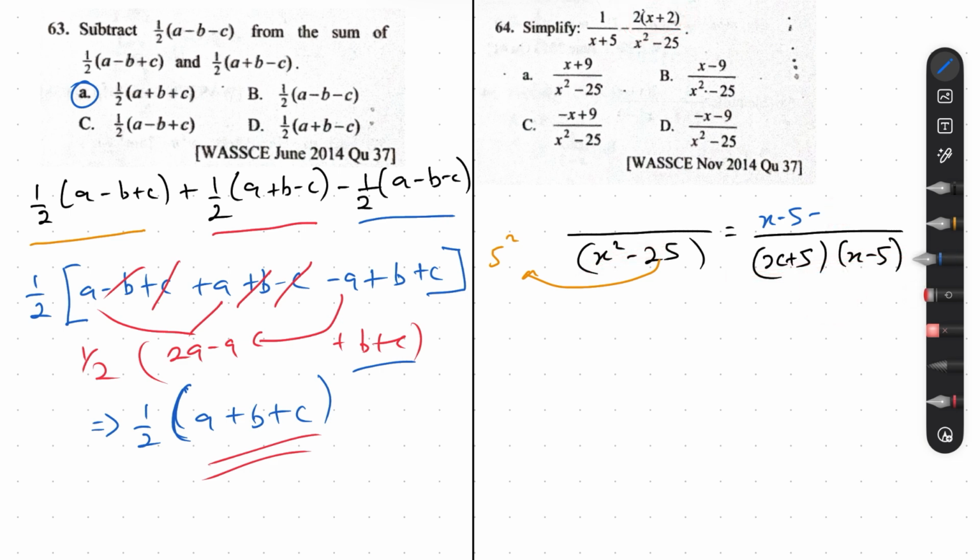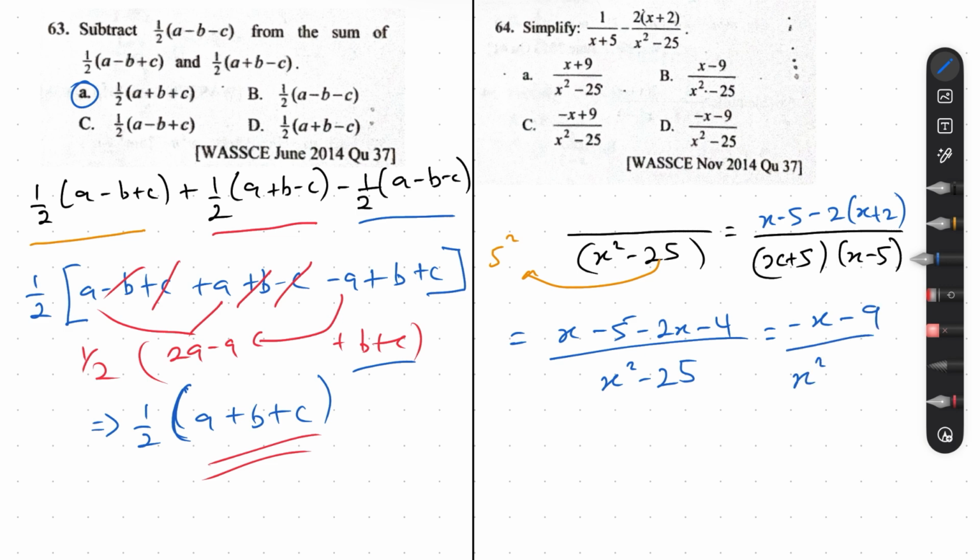This will give us 2 multiplying x plus 2. So let's simplify that. We have x minus 5 minus 2x minus 4 all over x squared minus 25. So what do you have? Negative x minus 9 all over x squared minus 25. Okay, good. So that is our answer. Do we have it there? Yes, we do have it, which is D.